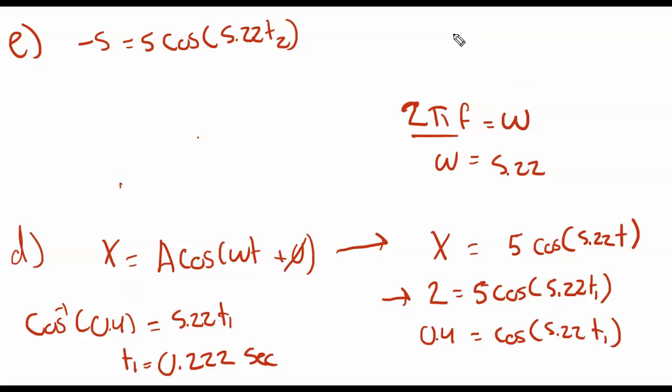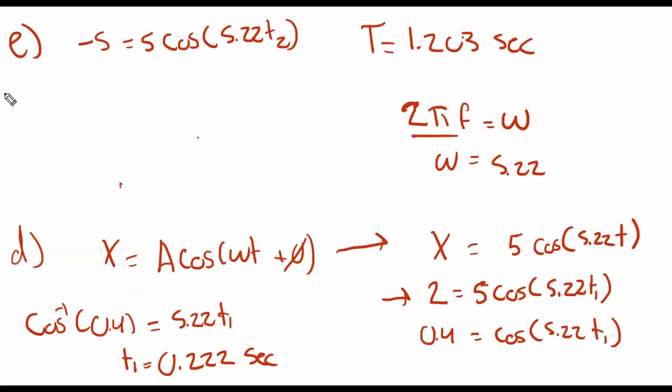Just to remind you, the period that we found for the very first question was 1.203 seconds. If you read the question, it's basically asking how long it takes to go from 5 centimeters to -5 centimeters. But going from 5 to -5 is half of a period. One full period would be to go from 5 to -5 and then back to 5. That would be one cycle. Going from 5 to -5 is half of a cycle.